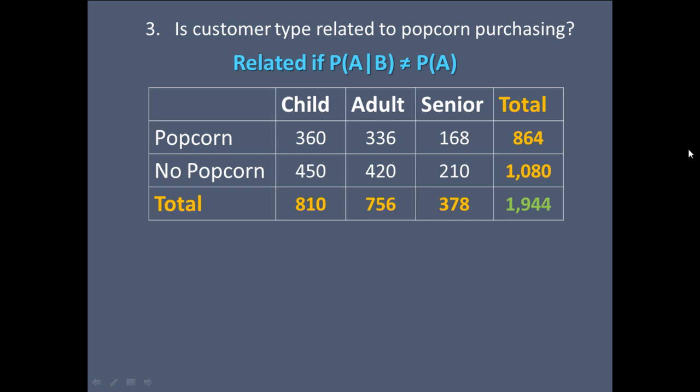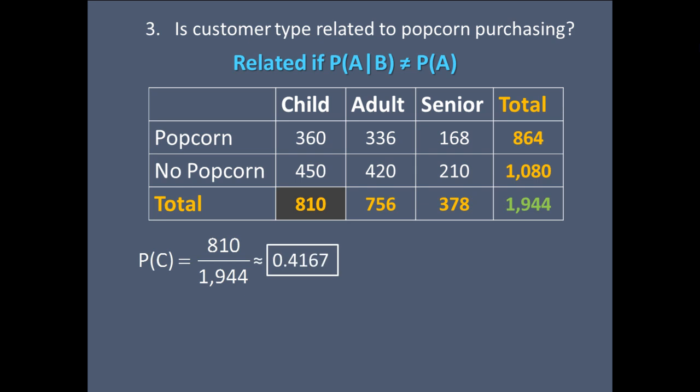And what we consider as event A, whether we say that to be child, adult, or senior, or for that matter popcorn or no popcorn, the only thing we need to make sure for event B is that if we called A to be one of our top row values, child, adult, or senior, event B has to be popcorn or no popcorn. If we considered event A to be popcorn or no popcorn, then event B has to be one from our top row, child, adult, or senior. I'm going to consider the single event of the probability of a child, and the probability of that event is 810 over 1944, or 0.4167.